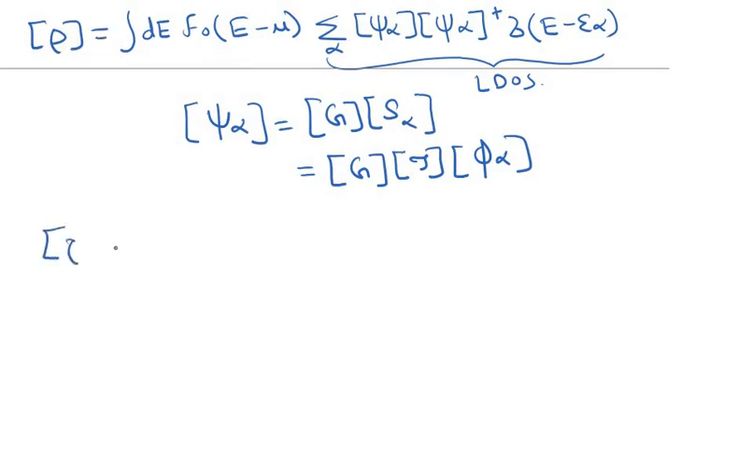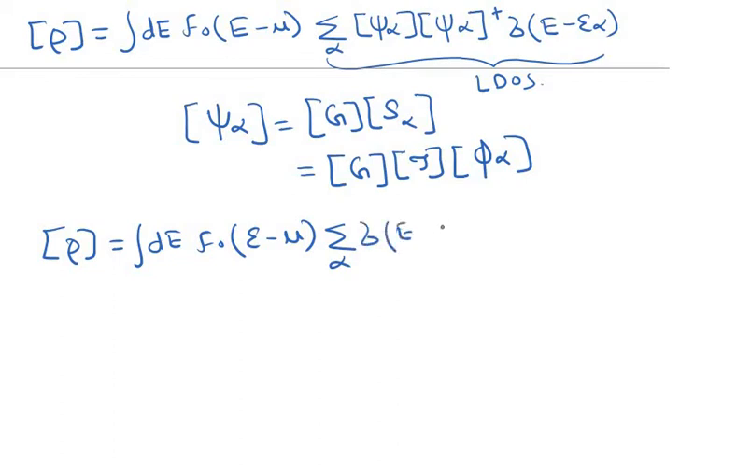So rho is equal to the integral over dE of f0(E minus mu), and then the summation over alpha of delta(E minus epsilon alpha), multiplied by G tau phi alpha.